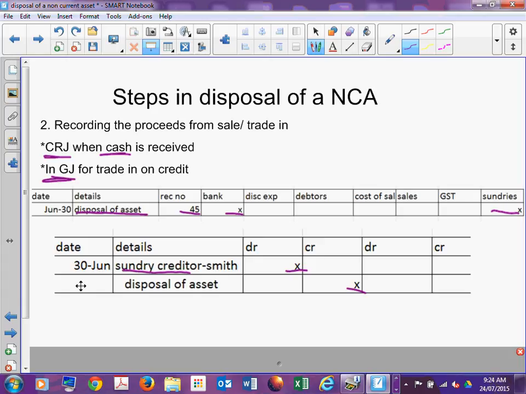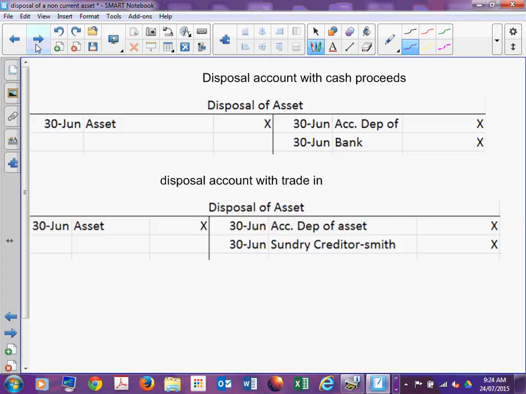So by the end of step 2, we've recorded the getting rid of the old asset and you've recorded what you got for the old asset. Does that make sense? Okay, so that's 2 steps down.